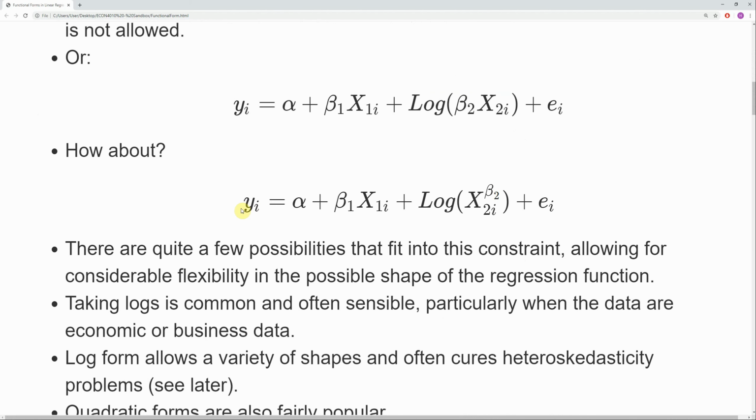How about this one? yi equals alpha plus beta 1 x1i plus log of x2 to the power of beta 2 plus the error. Well, this one is okay. Let's see why.